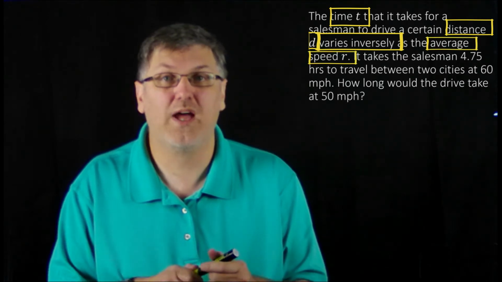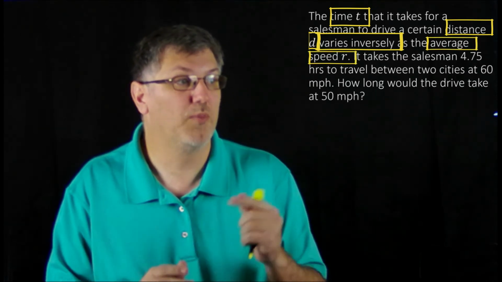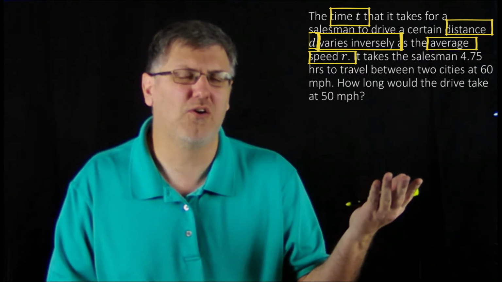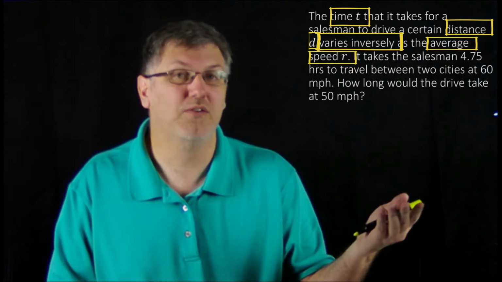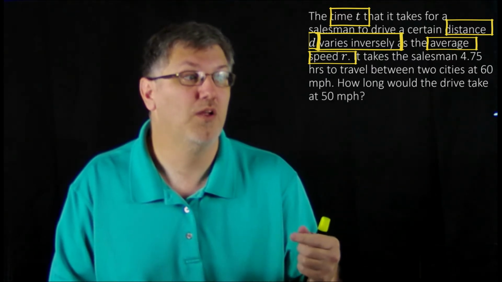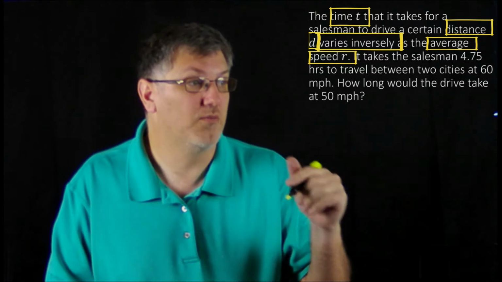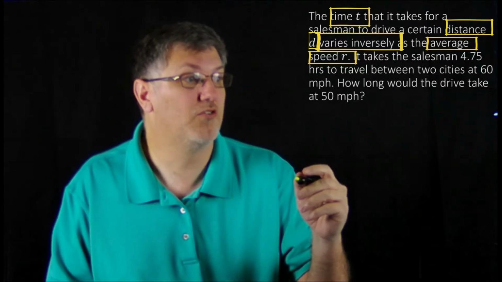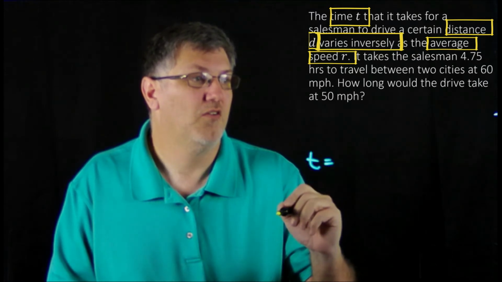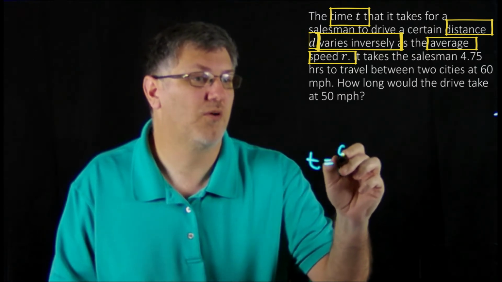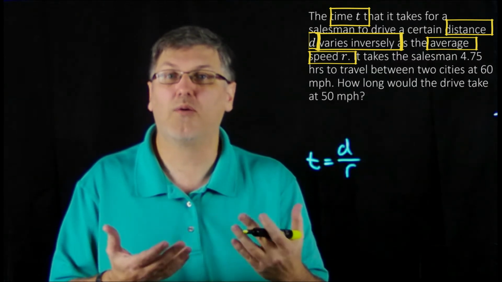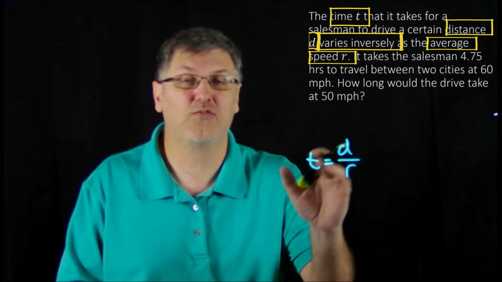Now, this formula actually sets up, because we don't need to use a k, because in this case, d is actually going to be our constant the way it's written, because the distance between the two cities is going to be constant. It's not going to change. Right, so the equation is going to be my time t varies inversely, so I'm going to have my d over my r. And of course, from here, I've got to solve for my distance first, my d.